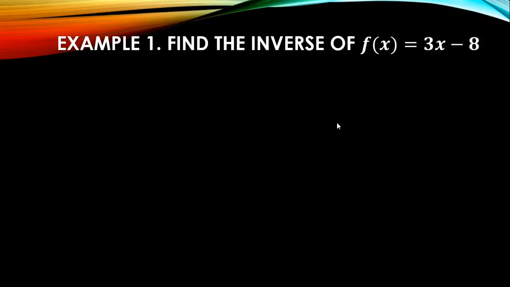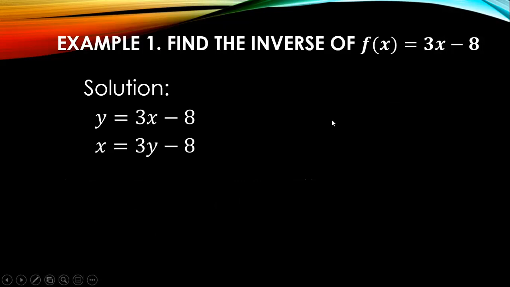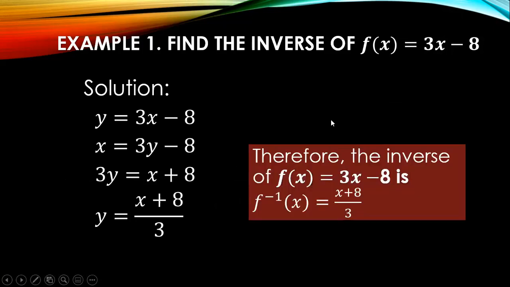For example, here we have f of x is equal to 3x minus 8. Okay. So this is the long method. Pero pwede yan by inspection na lang. Okay. So ang ginawa niya dito, no, pinalitan yung f of x ng y, and then pinagpalit si x and y, and then si 3y is equal to x. 3y ay inihiwalay, no, para makuha natin si y.